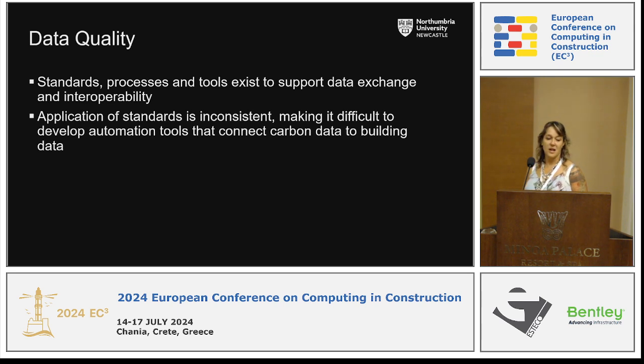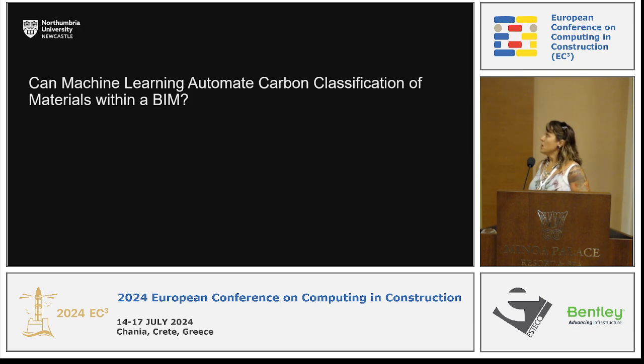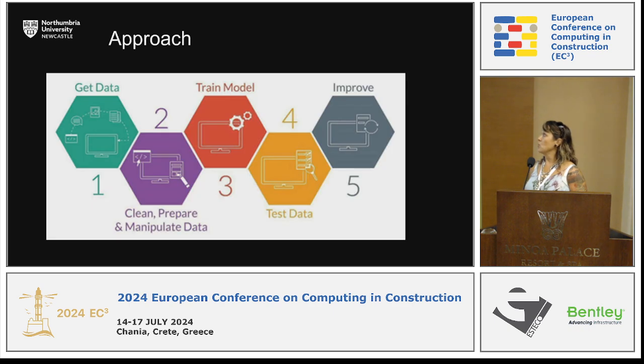But this gives us opportunities to explore new ways of working with that data and seeing what we can do rather than forcing people or tools to correct the data. Are there some inferences we can make from the data to automate that process for us? So that led us to this question: can machine learning automate the carbon classification of materials within a BIM? So we did some work on that.